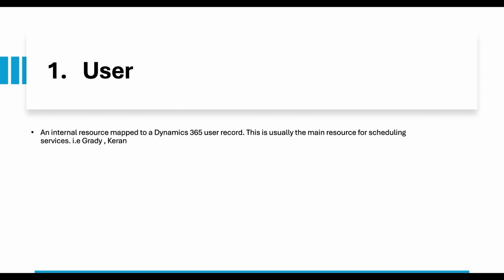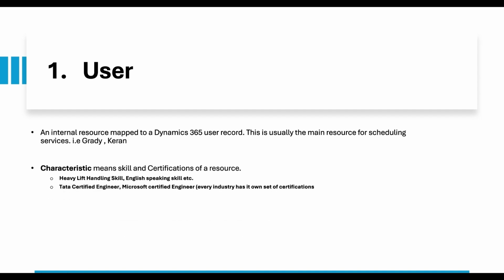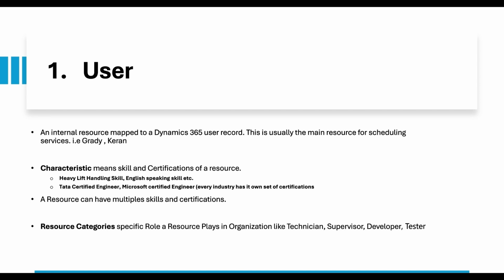When we define user resources, we also define characteristics, means skills and certifications. Skills can be heavy lifting, handling skills, crane handling skills, or English speaking. When it comes to certifications, it can be vendor specific certifications which are required to perform the services. A resource can have multiple skills and certifications. It is also important to understand what are resource categories. Resource category basically defines a specific role a resource plays in organization like technician, supervisor, developer, or tester.